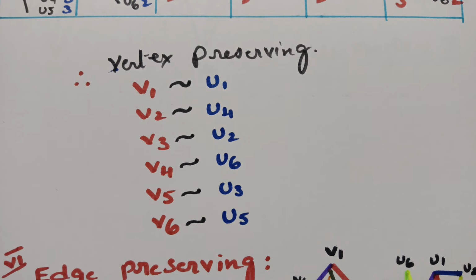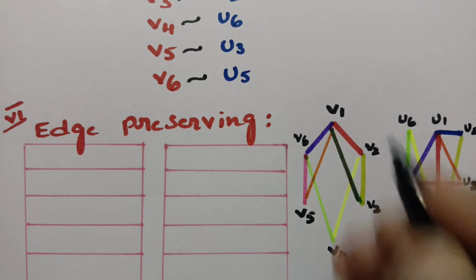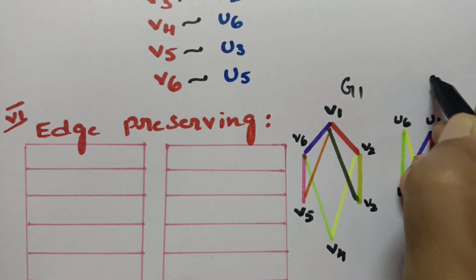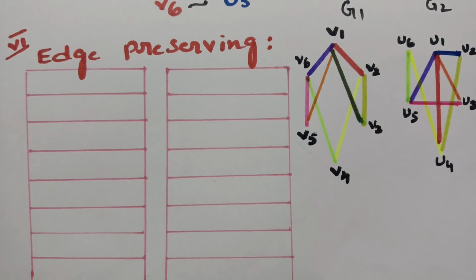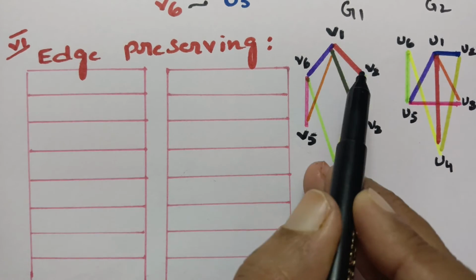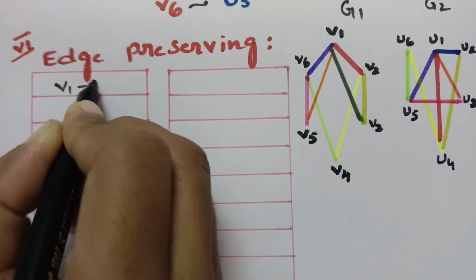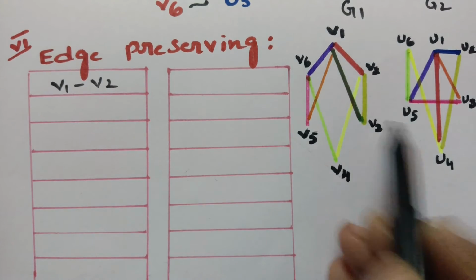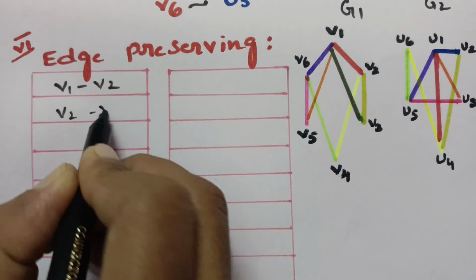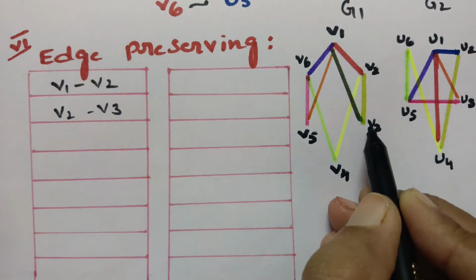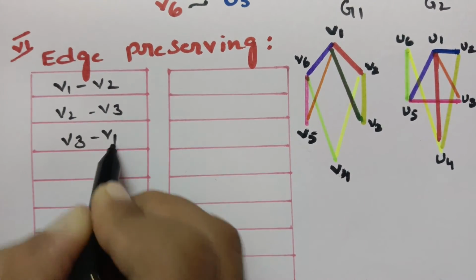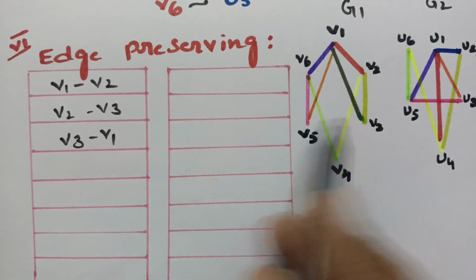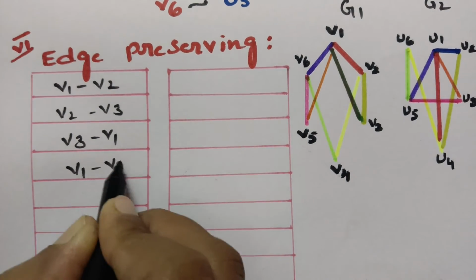So next one is edge preserving. See here how many edges are there in graph g1. So this is graph g1 and this is graph g2, and see if you check how many edges are there. First one v1 to v2, and the second one is v2 v3, and the next one is v3 v1, and the next one v1 v5.